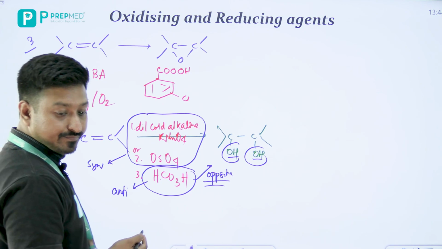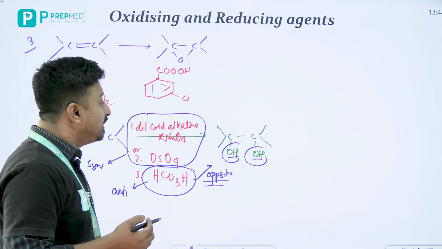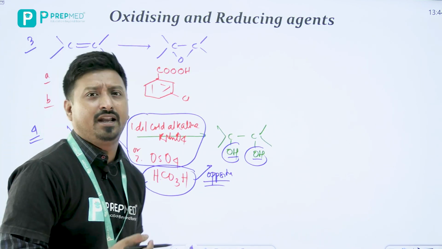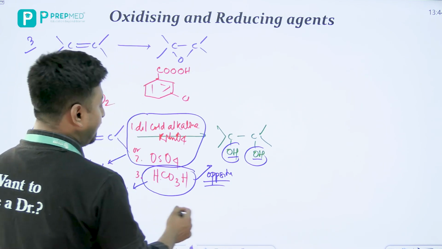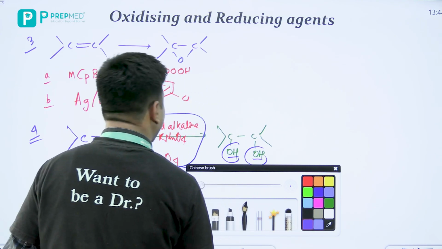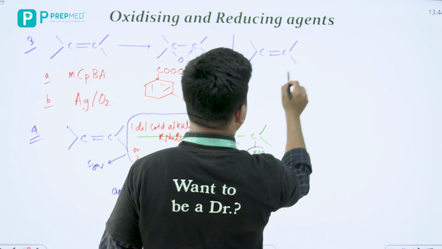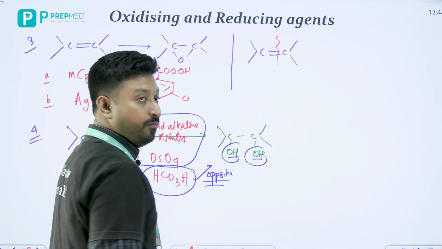Acha, then what else can we use? What will happen if I use hot alkaline KMnO4? Then what will happen, beta? Let me show you what actually will happen. If you use hot alkaline KMnO4, then it will directly break from here.